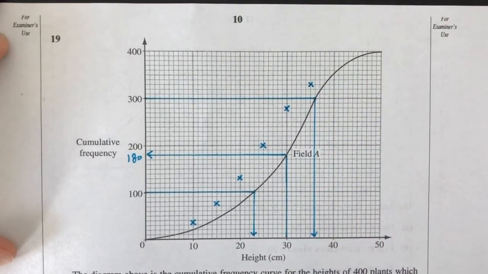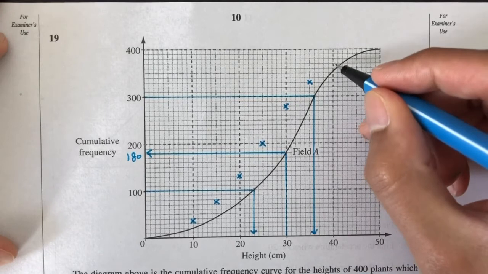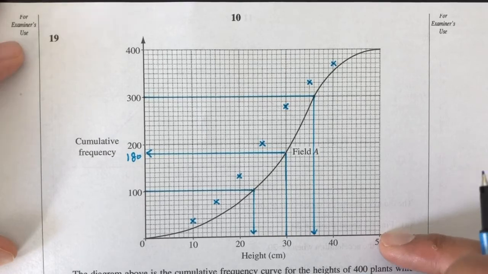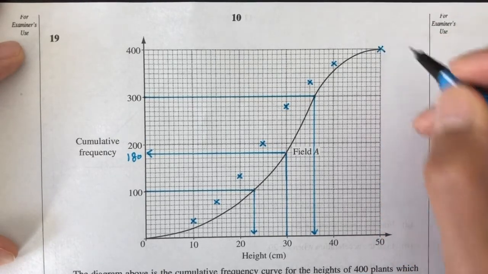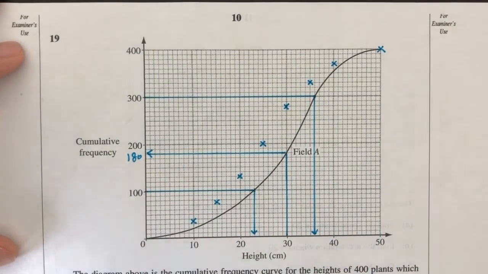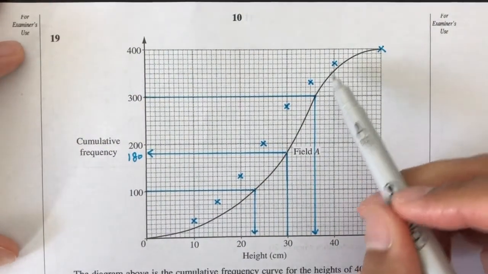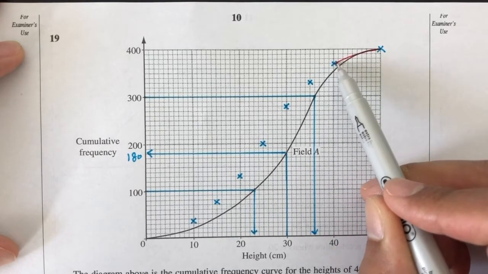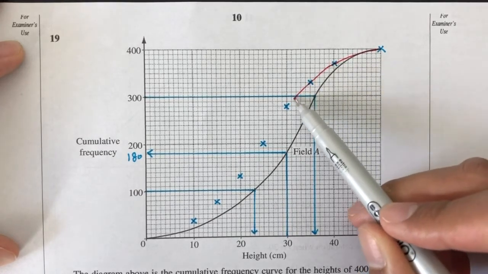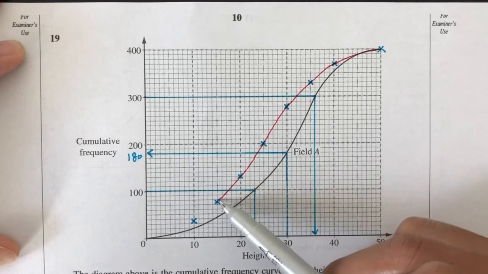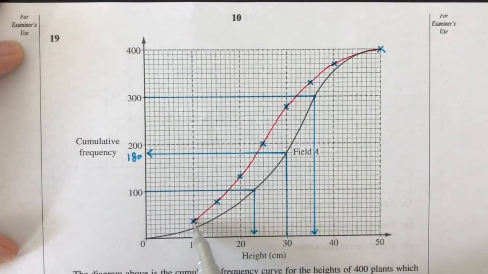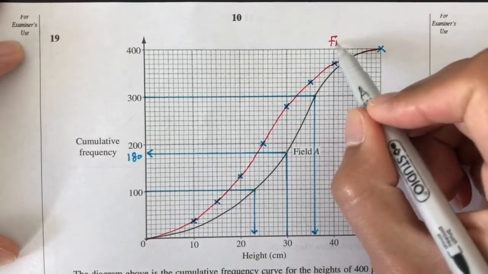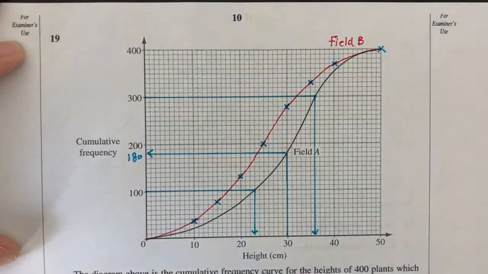Then we have 40, 370. And the last one, 50, will be 400. Now let's join all the points to form a smooth curve. So try your best to join the points and make it as smooth as possible. Okay, this is your curve, labeled as field B, of course.